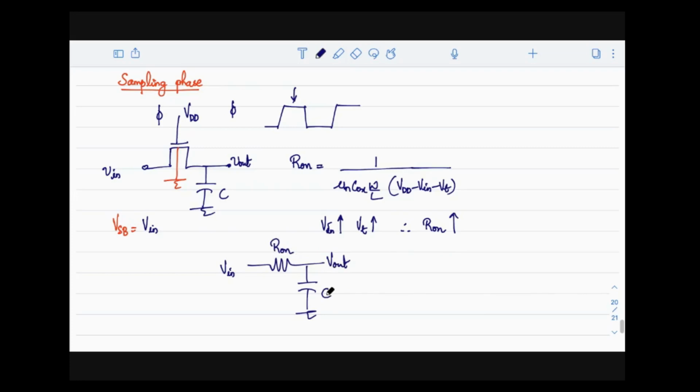As Vin varies, because of the threshold variation, your on resistance will increase, and that in turn will affect the bandwidth of the circuit. Because what is bandwidth for the simple RC circuit? It will be 1 by 2 pi RC. Now I am telling that this R is actually increasing. Now, if this R increases, what will happen to bandwidth? Bandwidth will definitely drop.